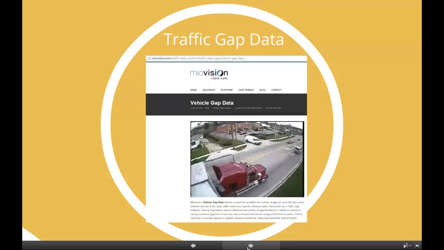In closing, let's recognize that gap data is used to determine the number of opportunities for a user to execute a pedestrian crossing, a turning movement from a stop-controlled intersection, entry into a roundabout, a permitted left turn at a signalized intersection, and right turns on red. The gap data is applied in capacity analysis for improving safety and level of service.